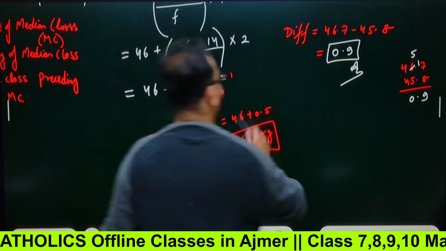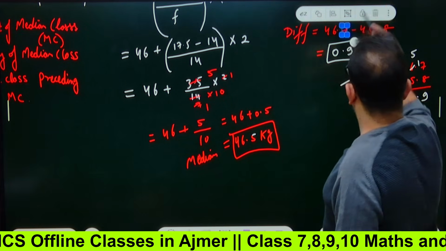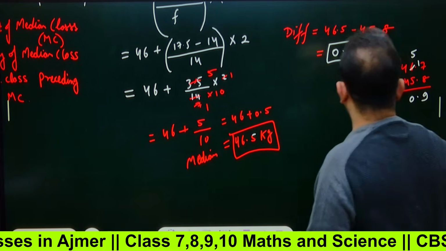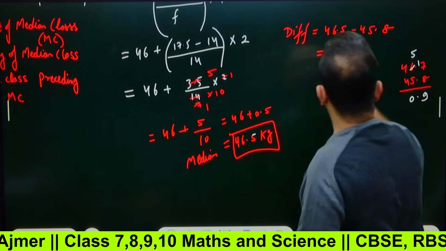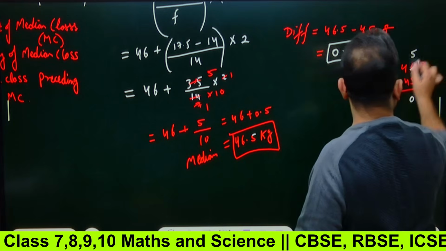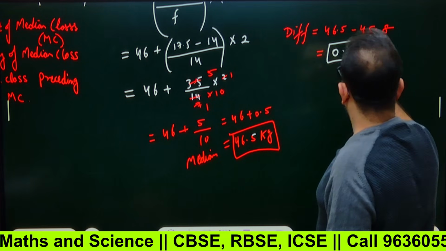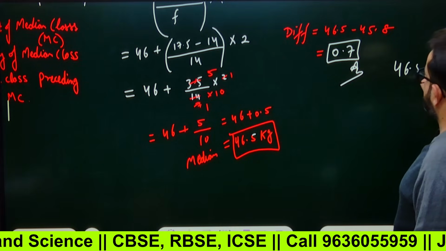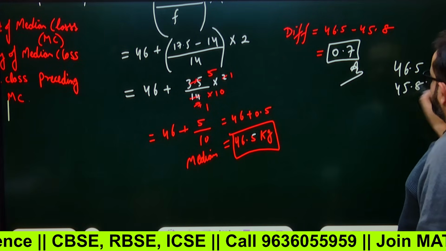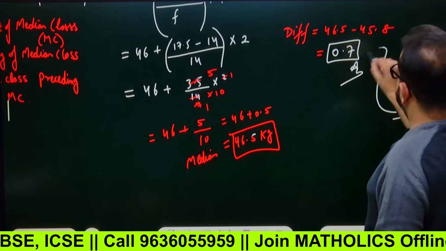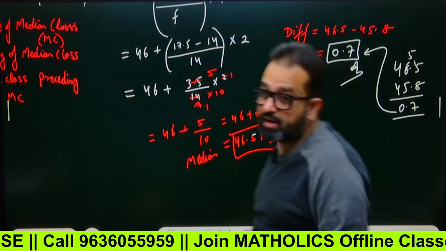46.5. So the difference will be 46.5 minus 45.8. It will be 0.7. Subtract it and get the answer 0.7. Subtract like this, 46.5 and 45.8. It is 15, it is 5, 0.7. So this is the required answer, not the mean and median. Copy it.